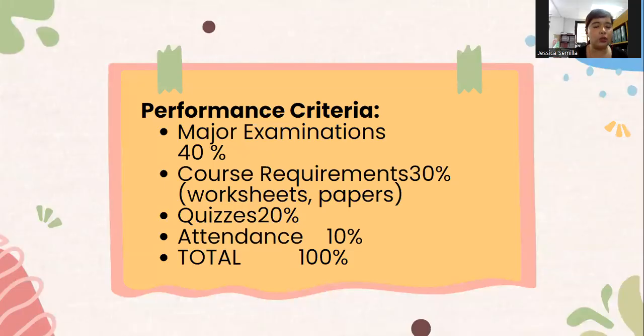So on how I am going to evaluate you as a student in the history of English language: of course, you're about to have 40% for the major examination, that includes the midterms and finals. And of course, we also have course requirements, 30%, which includes the worksheets, papers, documents, and the portfolio. Under performance criteria are the quizzes. So every other lesson we're about to have quizzes, which is 20%, and then of course attendance, 10%. So at the total of 100%. So let's proceed.